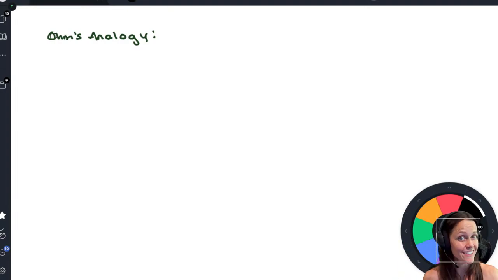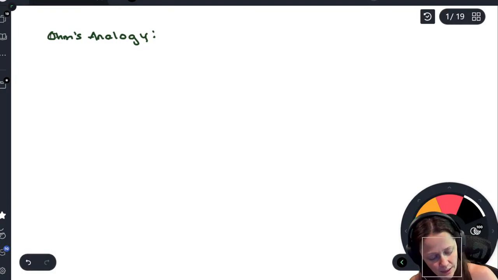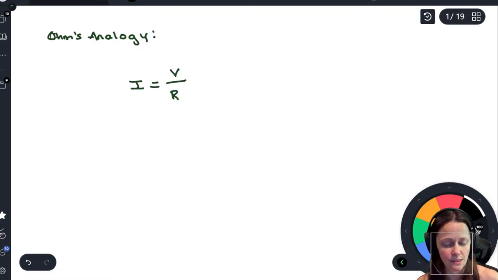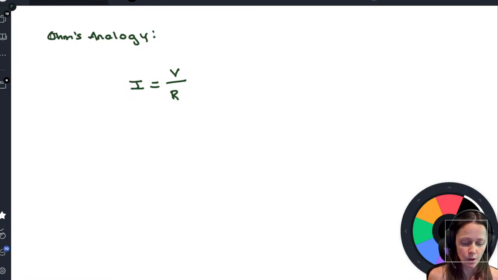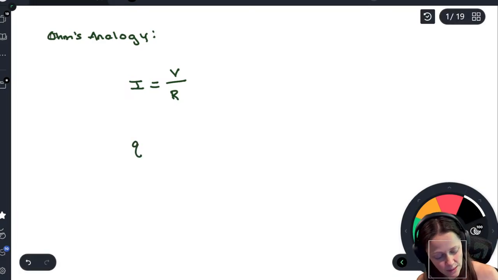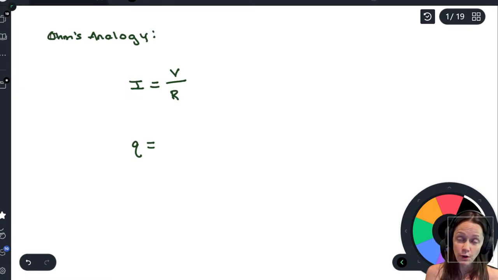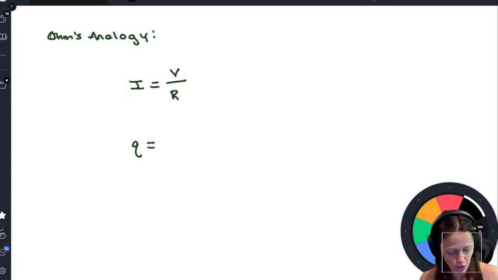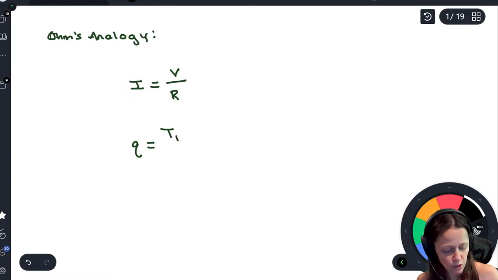Ohm's analogy is sort of like Ohm's law. With Ohm's law, you have current is equal to voltage over resistance. So the analogy we draw is, okay, I, current, is the flow of electrons. Well, Q is the flow of heat. And voltage is the driving force for the flow of those electrons, and the driving force for the flow of heat is the temperature differential. That temperature differential is going to be T1 minus T2.